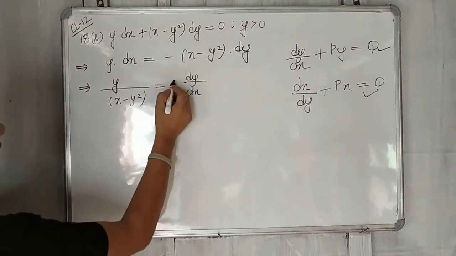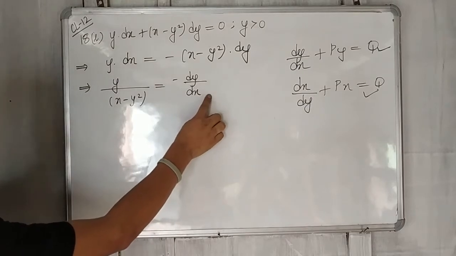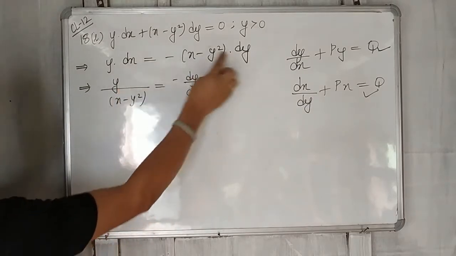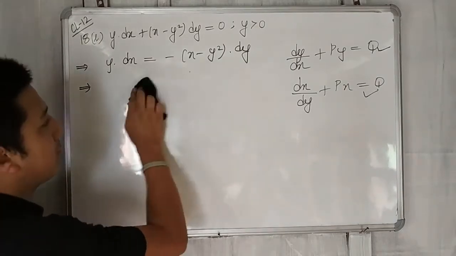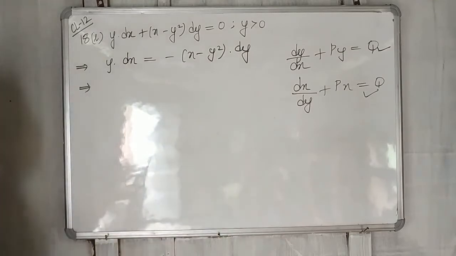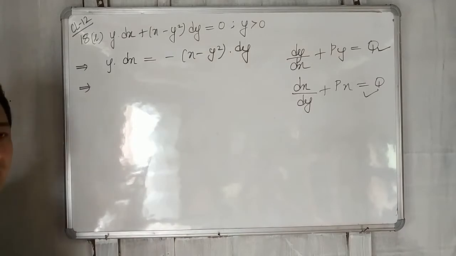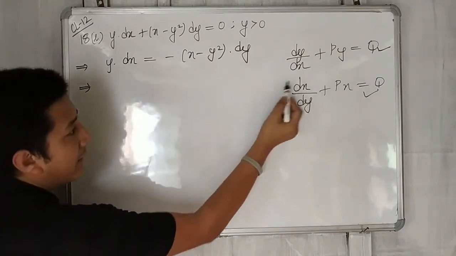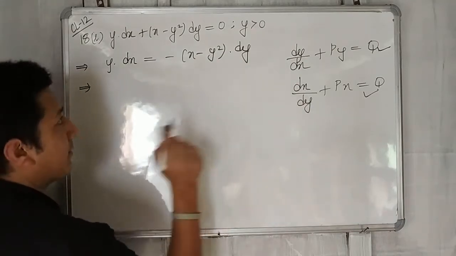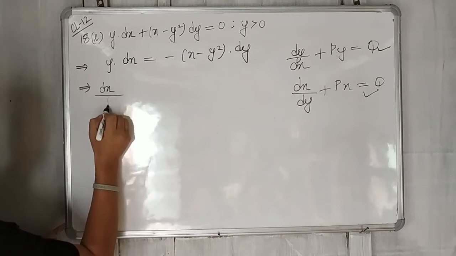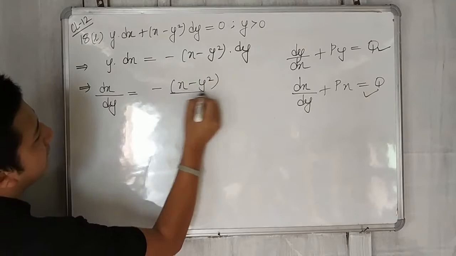Okay, so sorry, there's a minus also. So instead of finding the value for dy by dx, I'll find the value for dx by dy, and that will be easy for us. Therefore at times you have to check whether it is easy for you to get the value for dy by dx or dx by dy. Here I'm finding the value for dx by dy, which means it will be a linear differential equation of first order in x. Remember that. So dx by dy will be minus x minus y square divided by x.